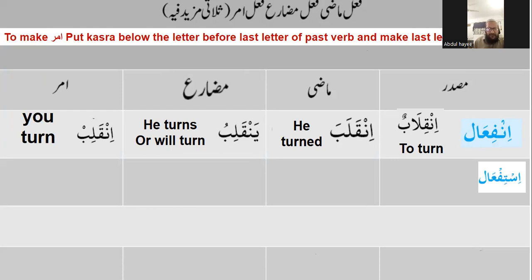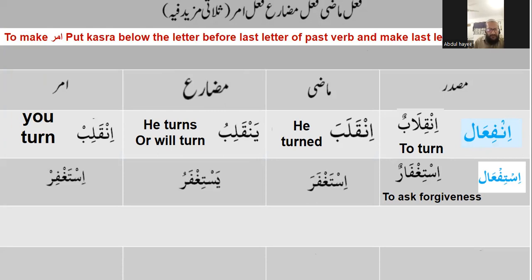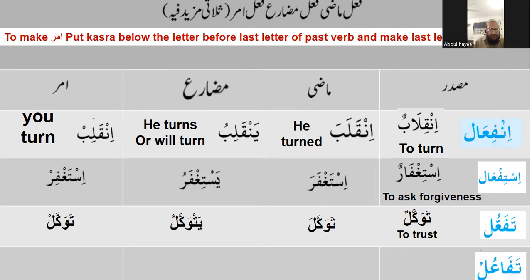On the pattern of istifal, we have an example, istighfarun. Masdar is istighfarun. Mazi is istaghfara. Mudare yastaghfiru. Amar is istaghfir. The next one is tafa'ul. The pattern example is tawakkulun. It is a masdar. So from tawakkulun, mazi will be tawakkala, mudare yatawakkalu, amr tawakkal.